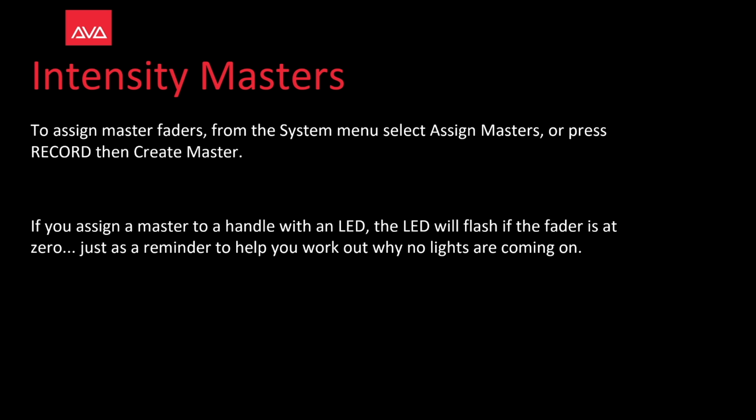To assign master faders, from the system menu, select Assign Masters or press Record and then Create Master. If you assign a master to a handle with an LED, the LED will flash when the fader is at 0, just a reminder to help you work out why no lights are coming on.